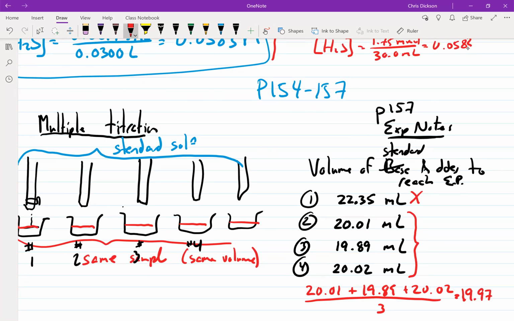Then I get an average number of 19.97-ish, around there. So that's the number you actually would use as milliliters, of course. That's the number you would use for your volume of base required. So I hope that makes sense. That's sort of an averaging of those numbers.